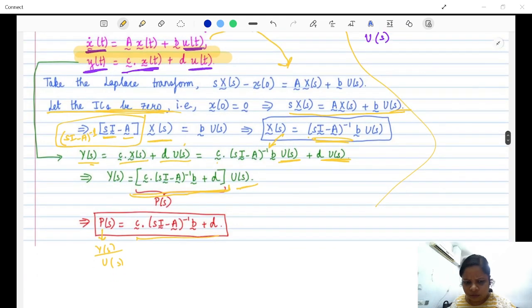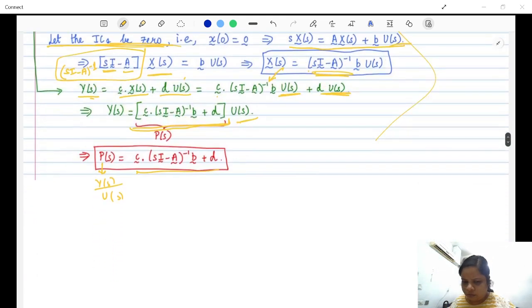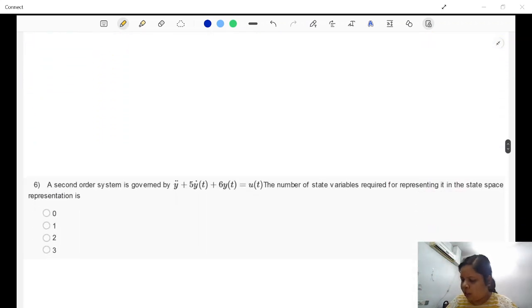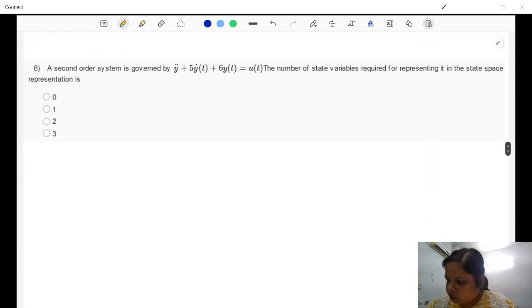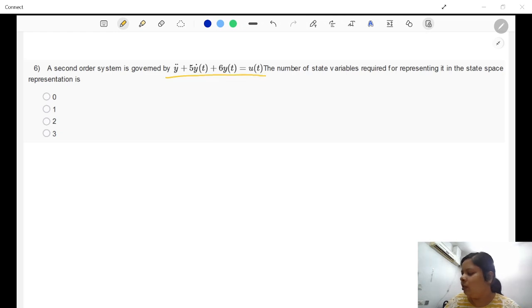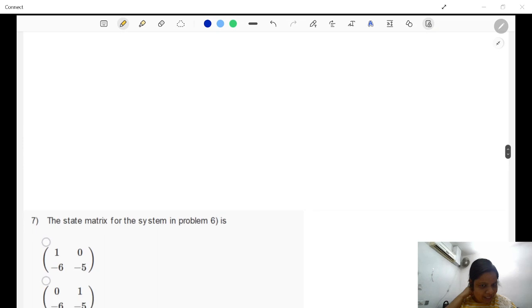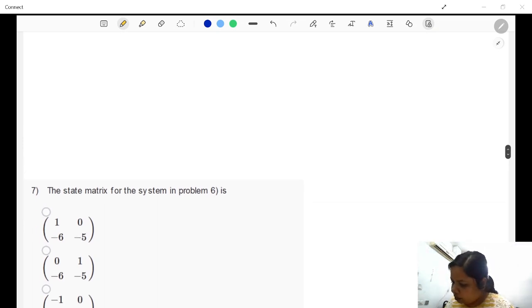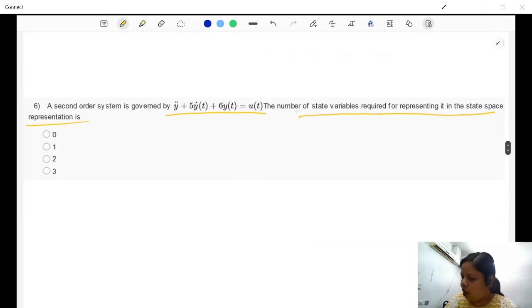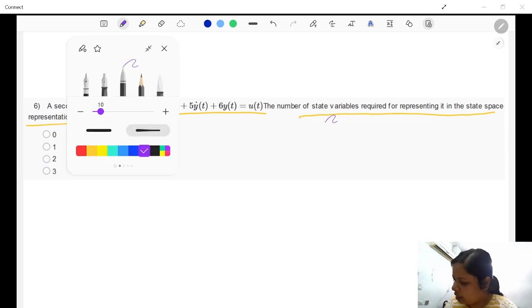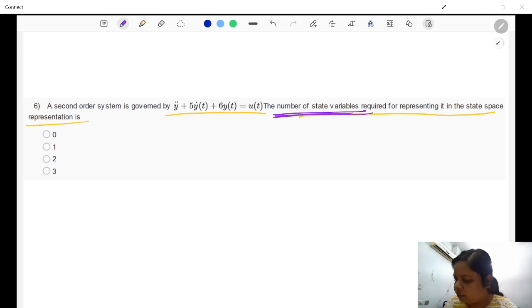Now we'll move to the questions. Okay. A second order system is governed by this equation. The number of state variables required for representing it in the state representation is... So I just said, how do we find the number of state variables? Do you remember, the number of state variables is defined by what?